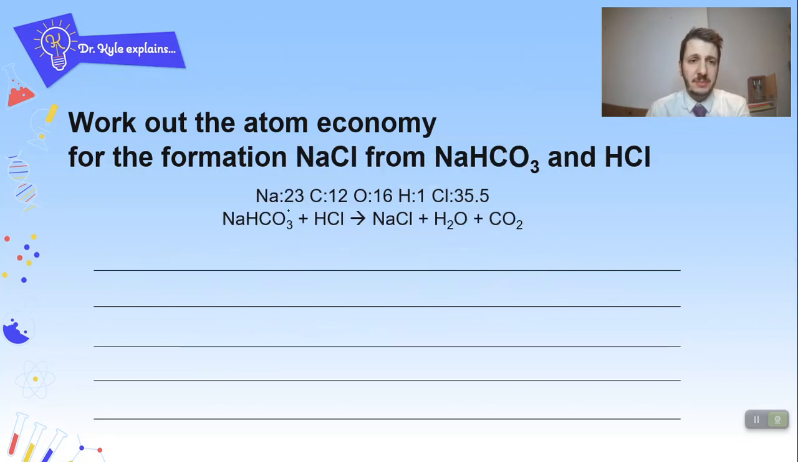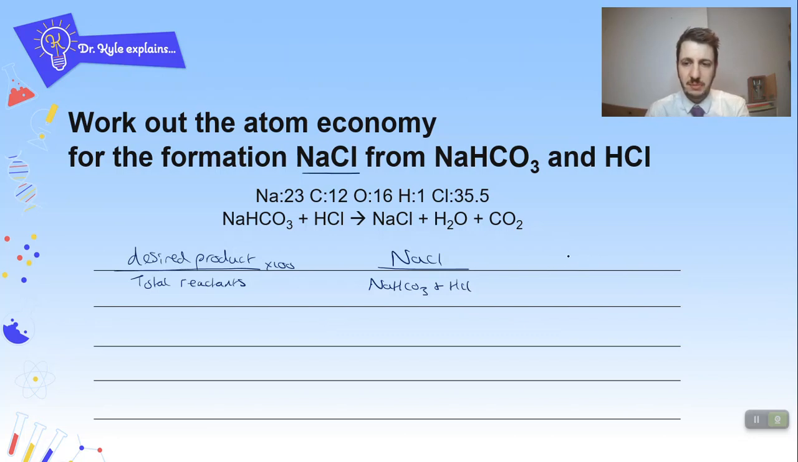Okay, so work out the atom economy for the formation of NaCl from NaHCO3 and HCl. So again, I've got desired product, that's what I want to make, over total reactants, times 100. So I'm going to do NaCl, that's my product, over NaHCO3 plus HCl.